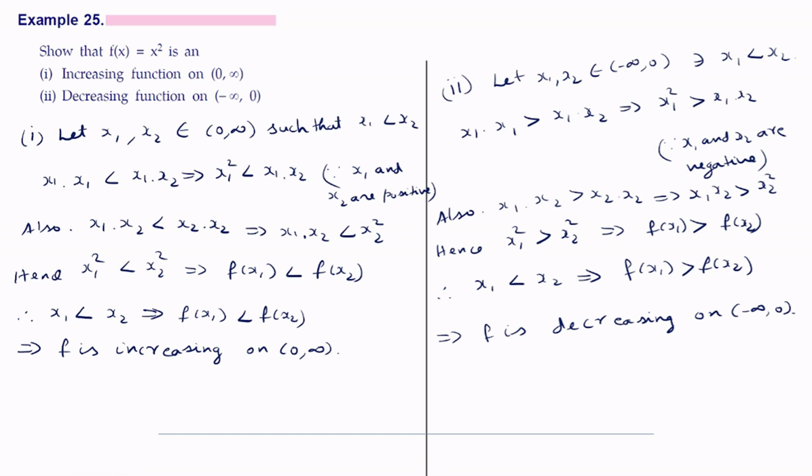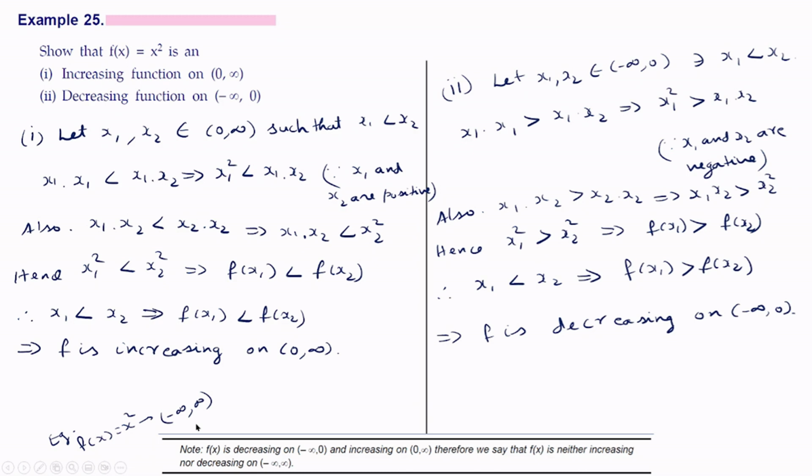Now say for example, if we are asked to find whether f of x equal to x square is decreasing on the interval minus infinity comma infinity. Now here we can see that f of x equal to x square is decreasing on minus infinity comma 0 and it is increasing on 0 comma infinity. So if we consider the interval minus infinity comma infinity, f of x is neither increasing nor decreasing. Therefore, we say that f of x is neither increasing nor decreasing on the open interval minus infinity comma infinity.